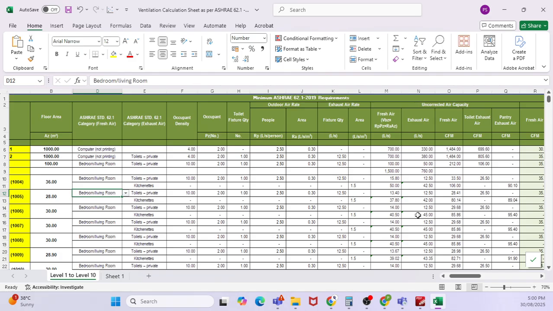So this particular formula, what I made, is based on the bedroom. But when you talk about this exhaust airflow rate, it is calculated based on the fixtures, the toilet fixtures here. And here also, you can see this is based on the area multiplied by area.